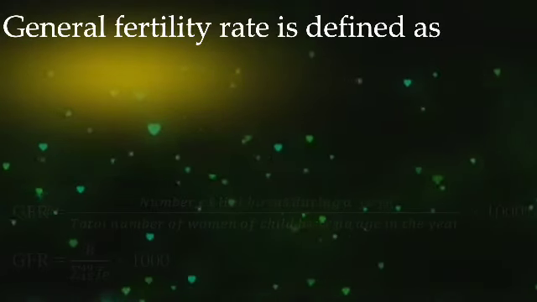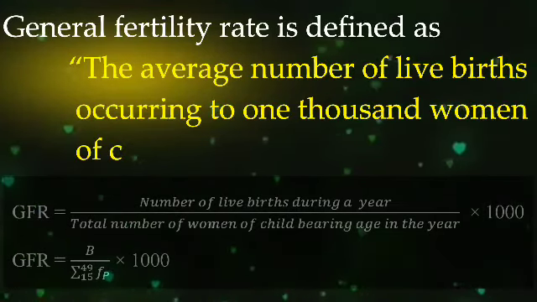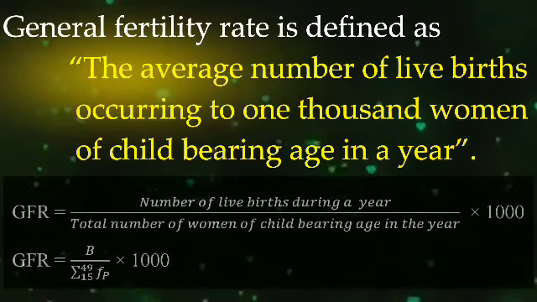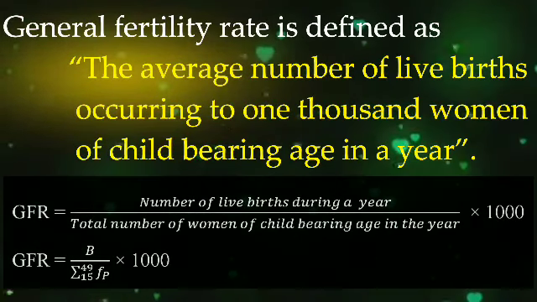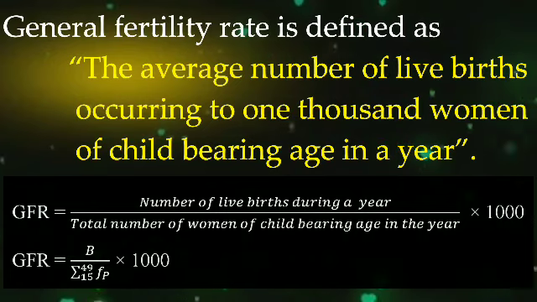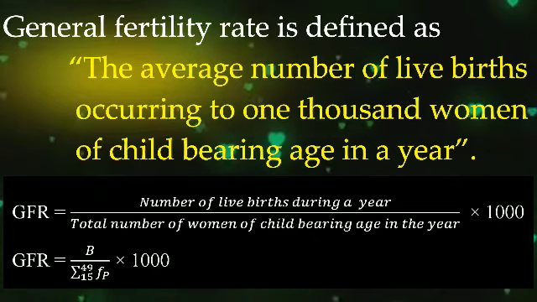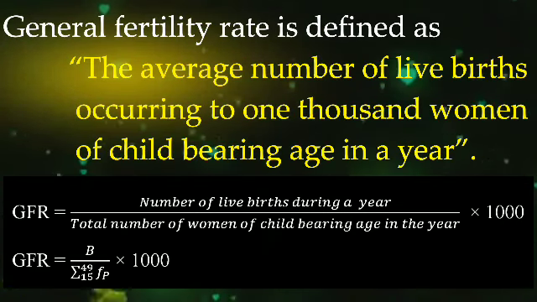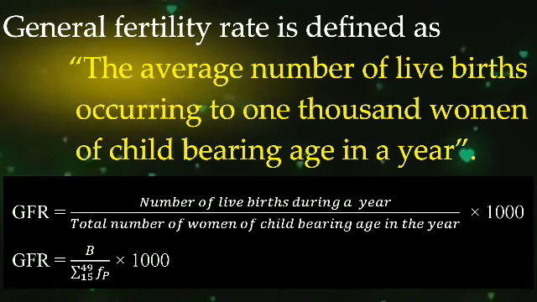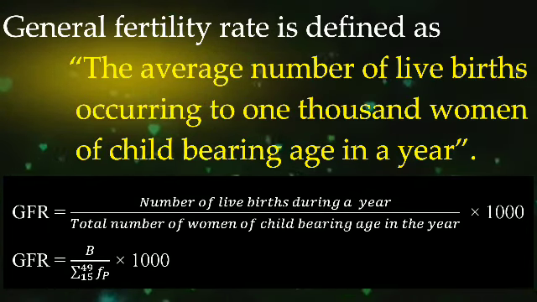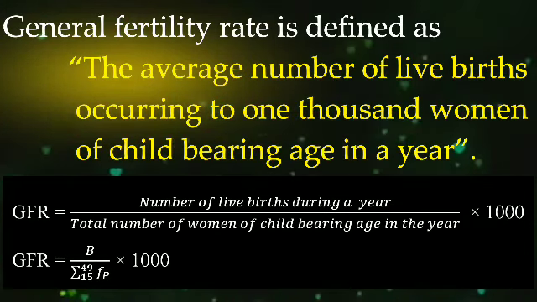General fertility rate is defined as the average number of live births occurring to 1000 women of childbearing age in a year. So GFR means the average number of births occurring to women of the childbearing age group, that is 15 to 49. GFR equals the number of live births during a year divided by the total number of women of childbearing age in the same year, multiplied by 1000.